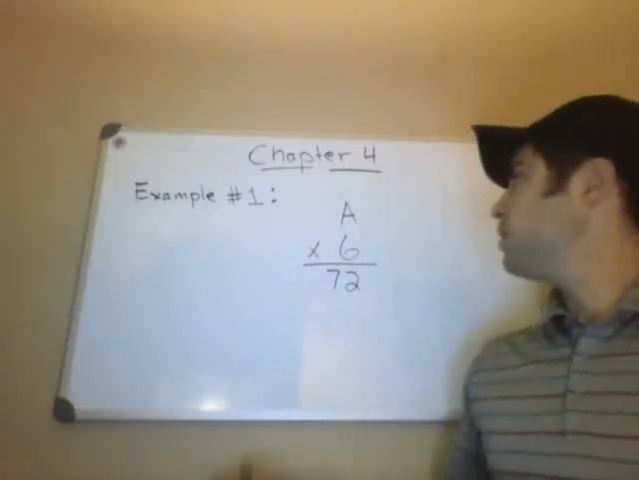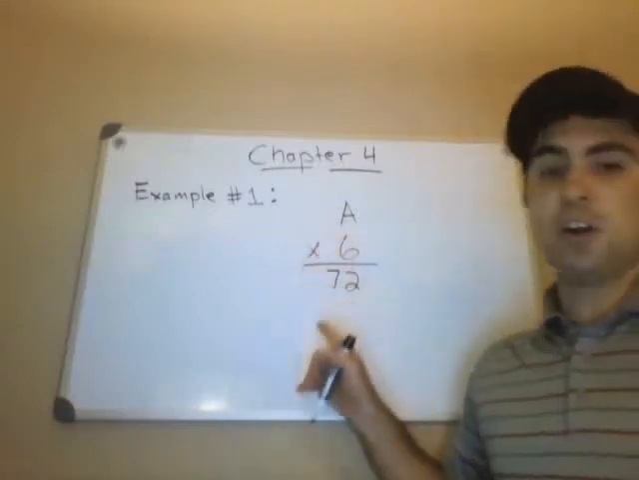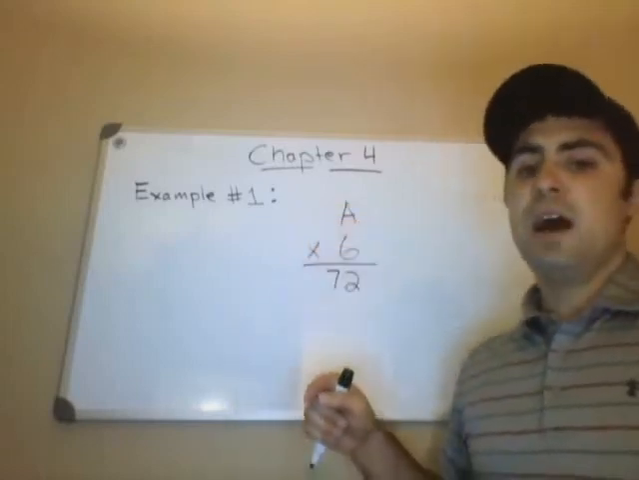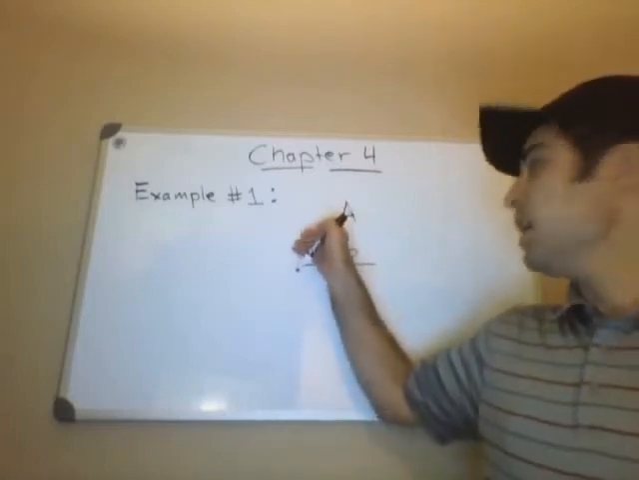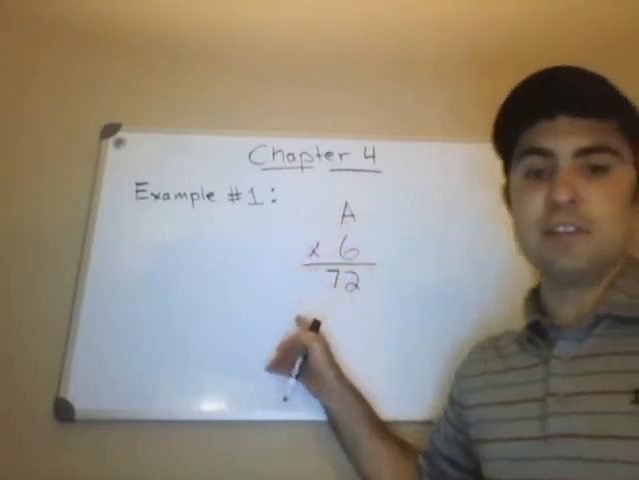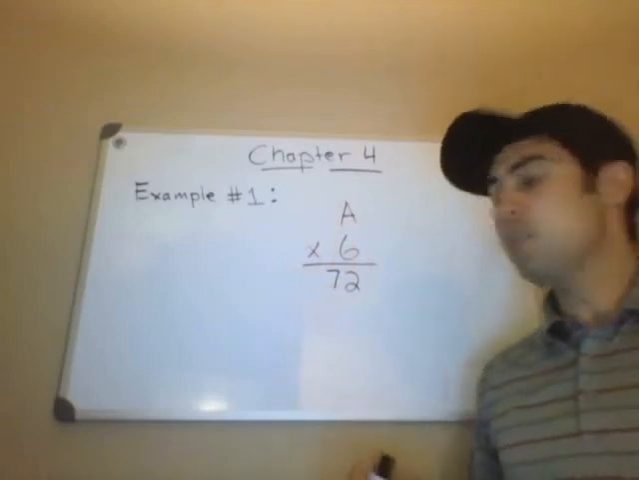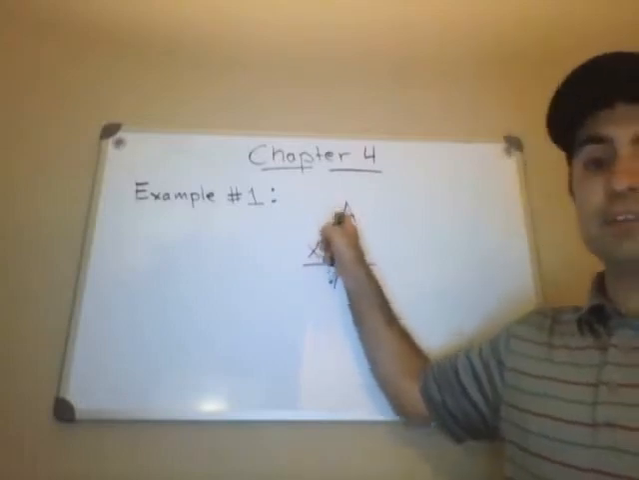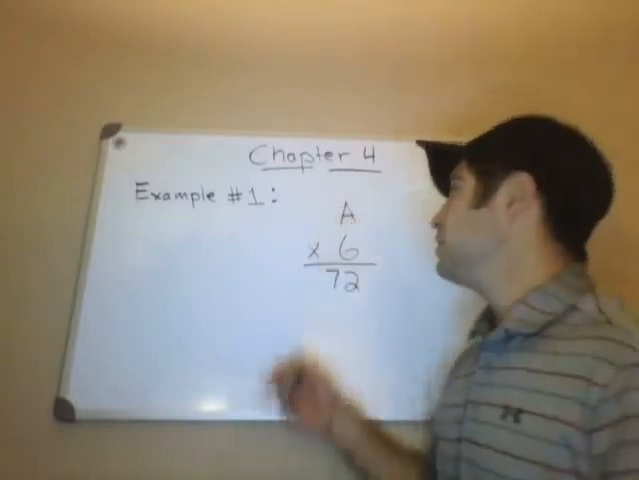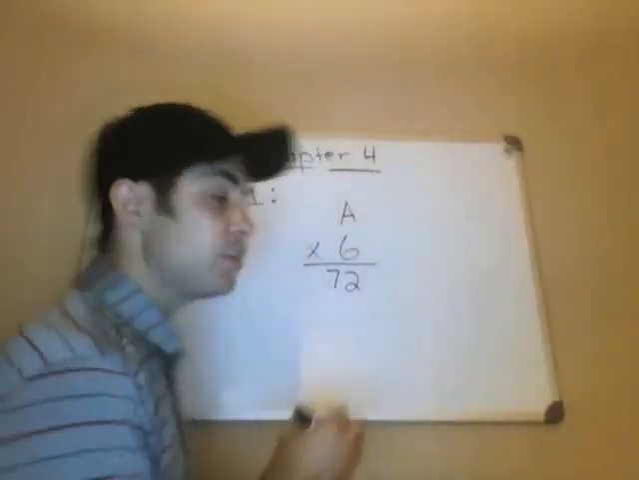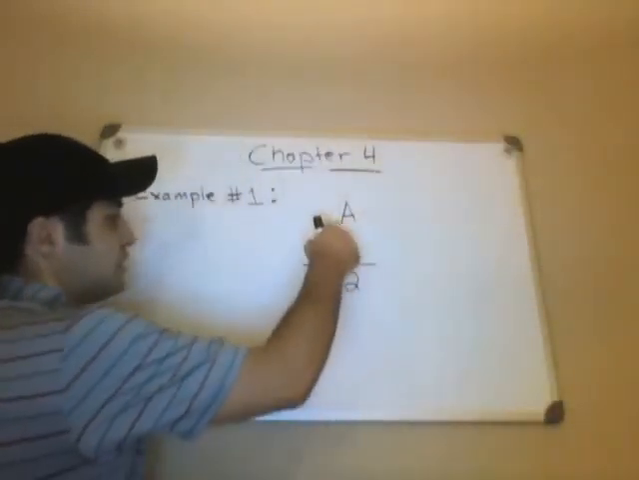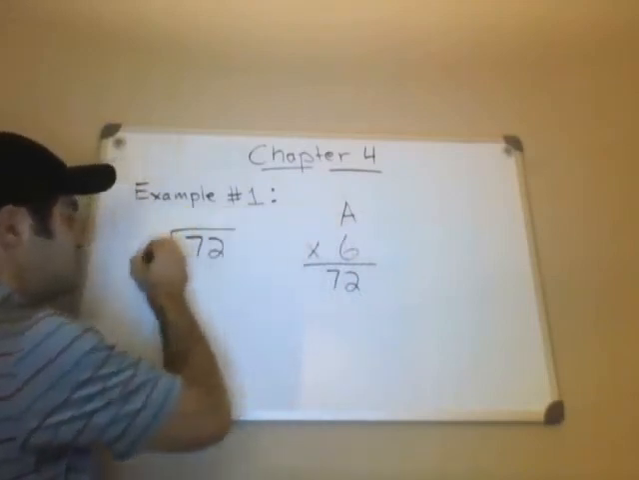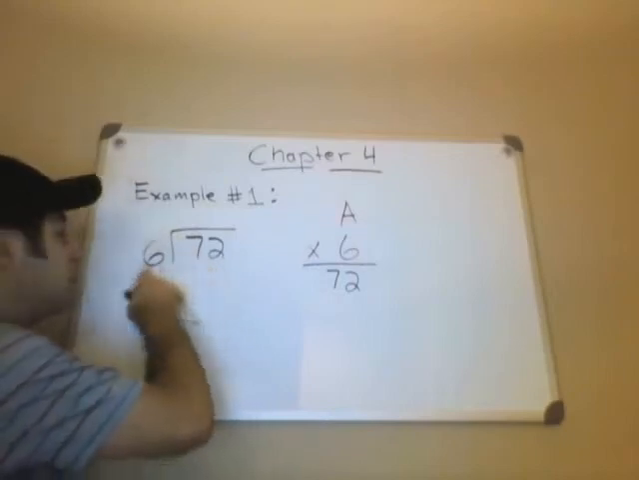Alright, here's example number 1. We have two factors and our product. The missing factor is represented by the variable a. So we have a number times 6 equals 72. Well, if you remember back to our little chart, if one of these two numbers are factors, this is our product. So if we have one of our factors missing, we simply divide. So over to the side, very neatly on your homework, you're going to take 72 divided by 6. 72 the dividend, 6 is the divisor.